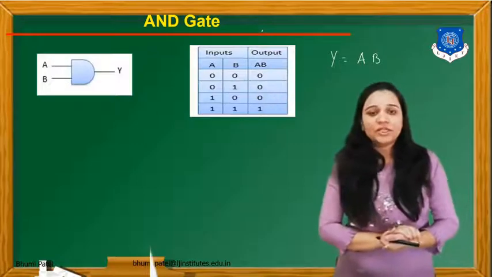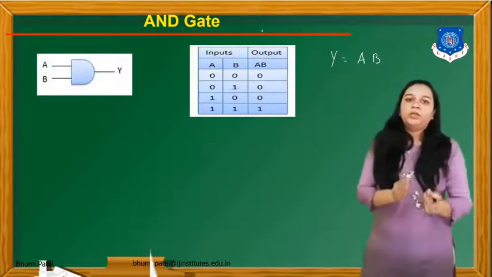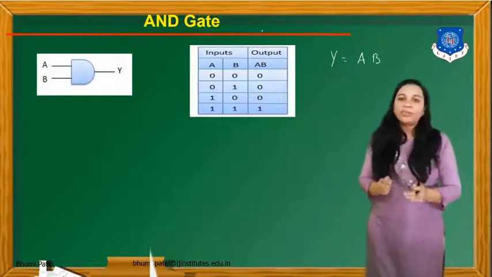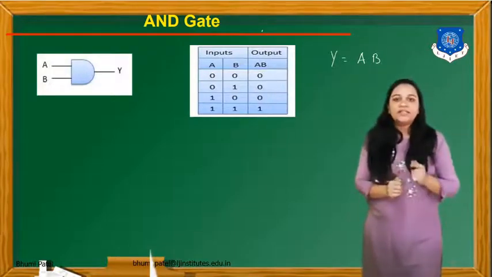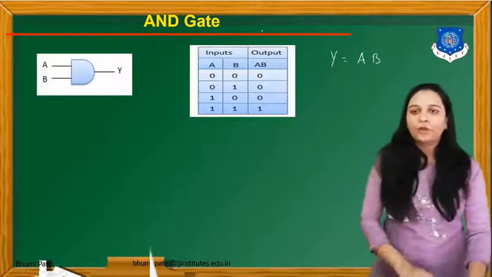So what is the logic of the AND gate? If both the inputs are high, or both the inputs are on, we get the output high. Otherwise, we get the output low.